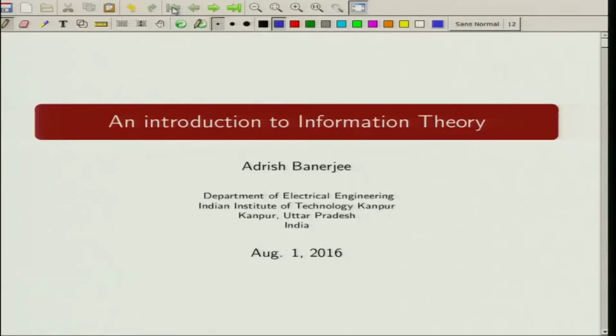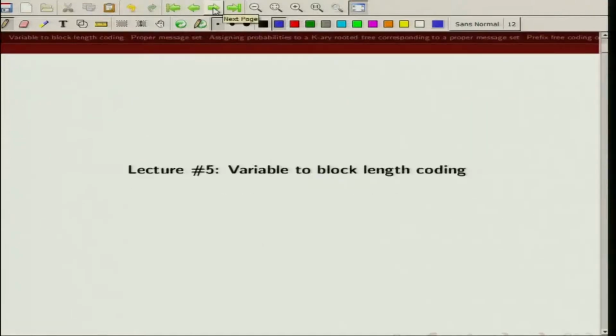Welcome to the course on An Introduction to Information Theory. I am Adrish Banerjee, and today we are going to talk about variable to block length coding.